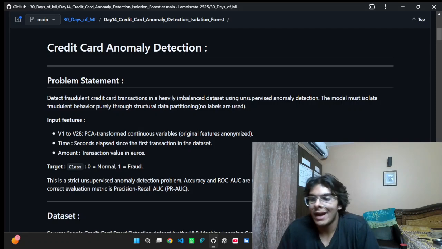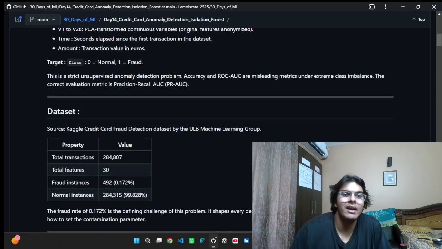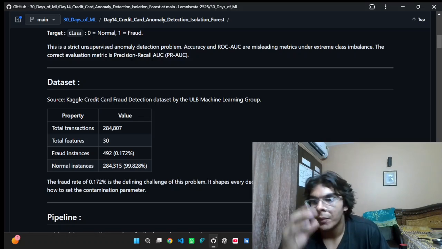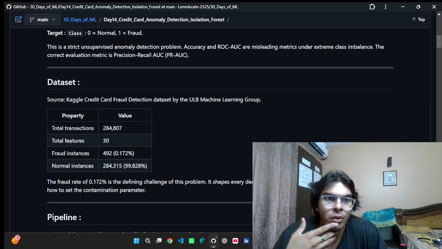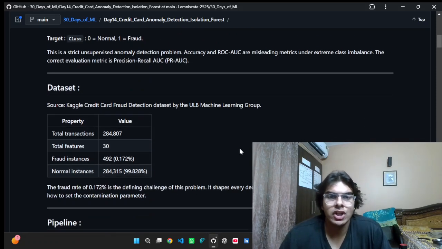So today on our hands we have a credit card dataset. You can find the dataset on Kaggle itself. All of the datasets that I use are pretty typical till now. If there's anything different about the datasets, then I will inform you about it. Okay. So it's a credit card fraud detection dataset.